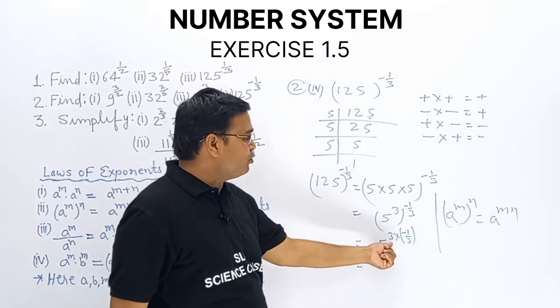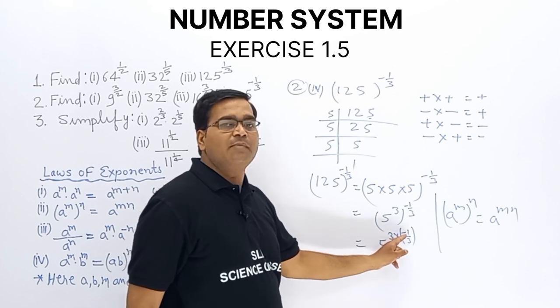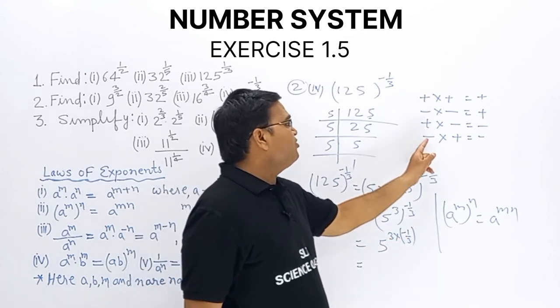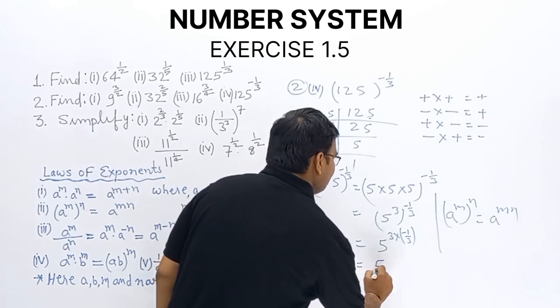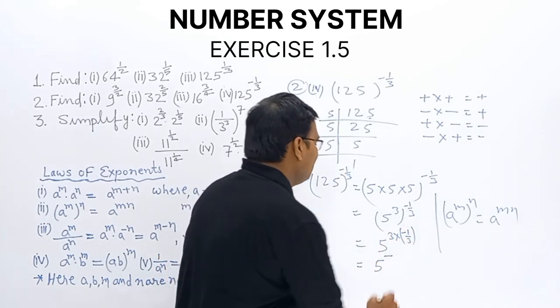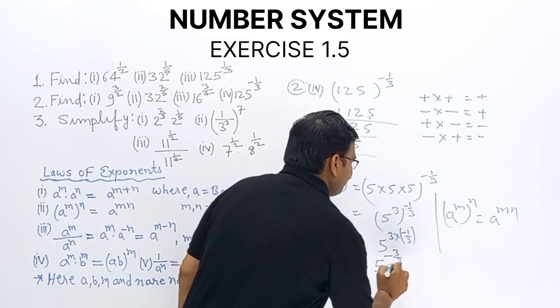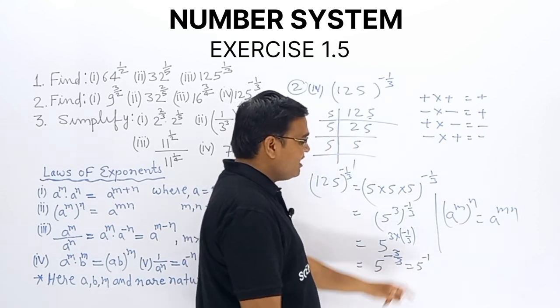Now we want to multiply 3 and minus 1 by 3. 3 is positive, 1 by 3 is negative. One is positive, another one is negative, so the result will be negative. So we have 5 power minus. Now multiply 3 into this one. This will be 3 by 3. So what will the result be? 3 and 3 cancel each other, giving 5 power minus 1, and this is the negative number.